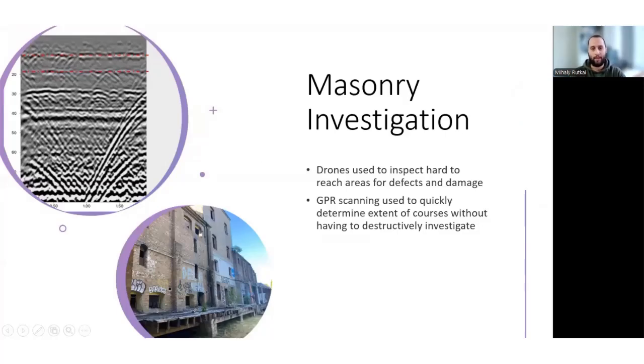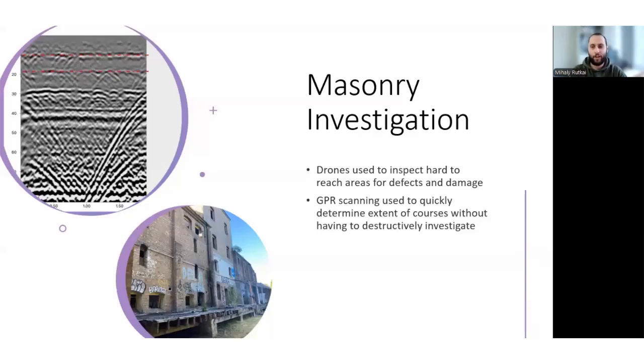Now with masonry investigation, the structure was predominantly made up of a masonry exterior with walls and columns reaching 4 stories. Ground penetrating radar testing was used throughout to determine the wall thickness and confirm the existence of cavities. As seen in the image here, GPR scanning detected 3 courses of bricks, and you can see they are separated by the red lines here.